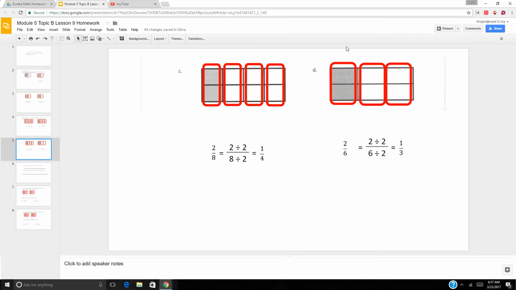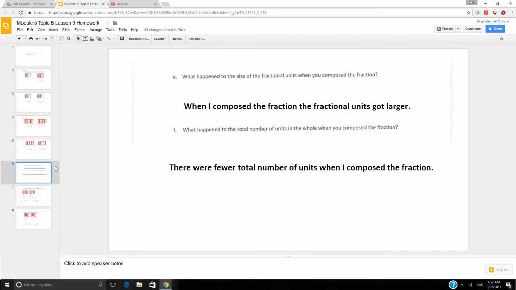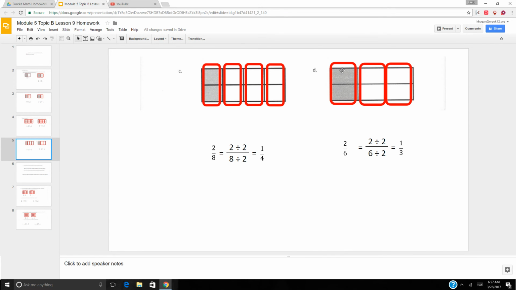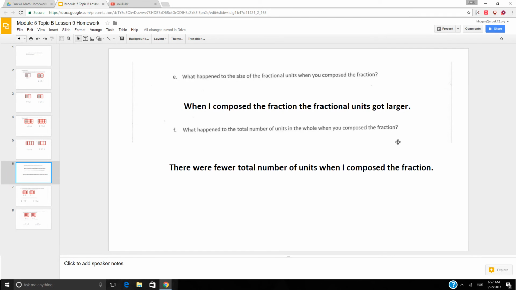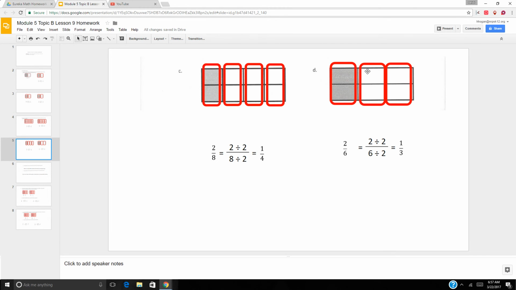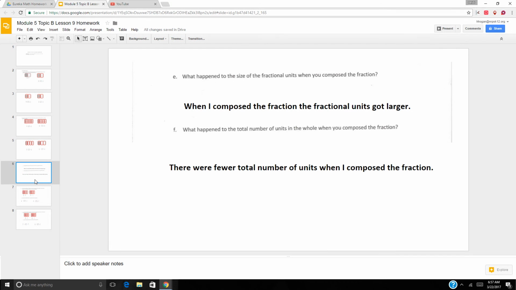2/6. And again, I'm going to compose it into groups of 2. So 2 divided by 2 is 1, and 6 divided by 2 is 3. So 1/3. So there are 3 sections, and 1 is shaded in. So what is happening to the size of the fractional units? Well, when I'm composing them, the fractional units are actually getting bigger. So instead of 6 fractional units, there are now only 3. And what happened to the total number of units when you compose the fractions? Well, there were fewer total units. The units got larger, and the number of fractional units got fewer.